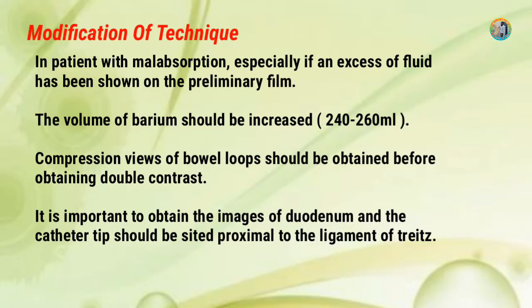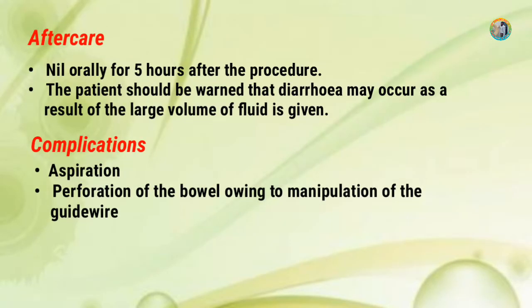Modification of technique. In patients with malabsorption, especially if an excess of fluid has been shown on the preliminary film, the volume of barium should be increased to 40 to 60 ml. Compression views of bowel loops should be obtained before obtaining double contrast. It is important to obtain images of the duodenum, and the catheter tip should be sited proximal to the ligament of Treitz. Aftercare: nil by mouth for 5 hours after the procedure.